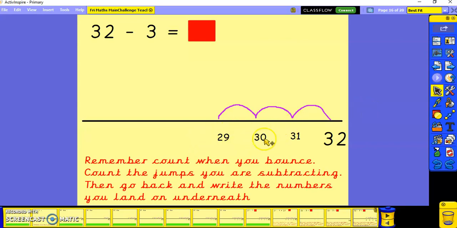After that, we add on the numbers underneath. So 32, 31, 30, 29. So the answer for this one is 29.